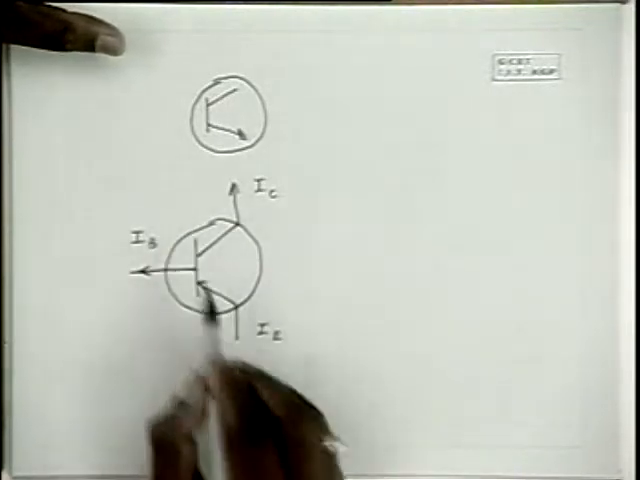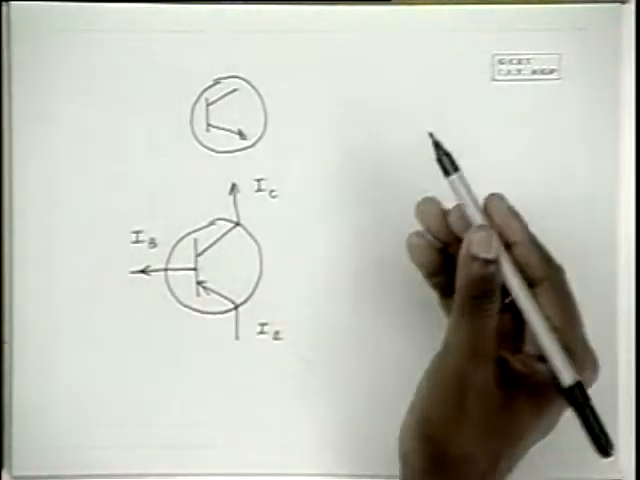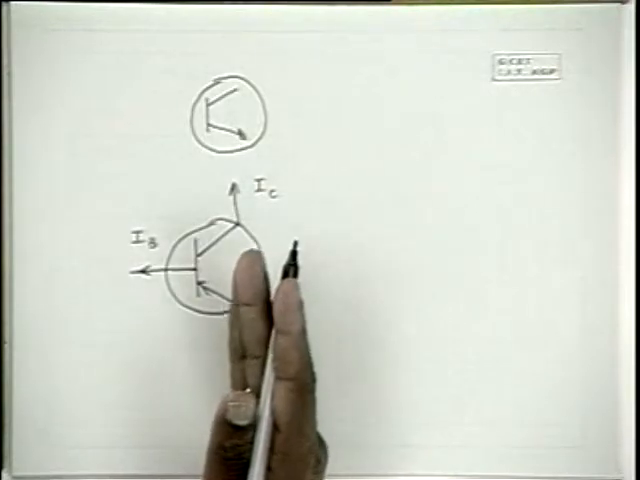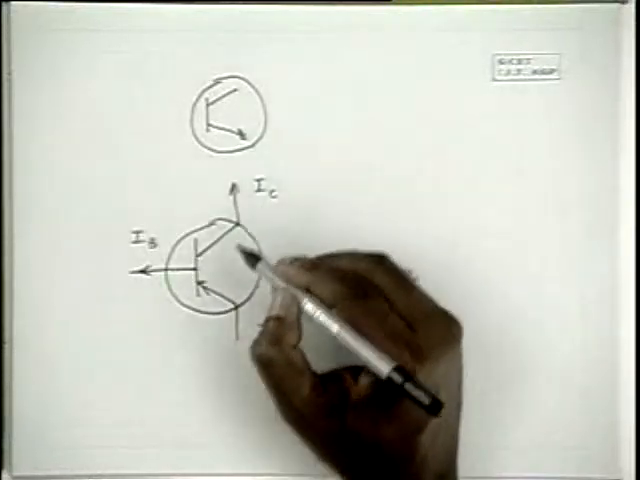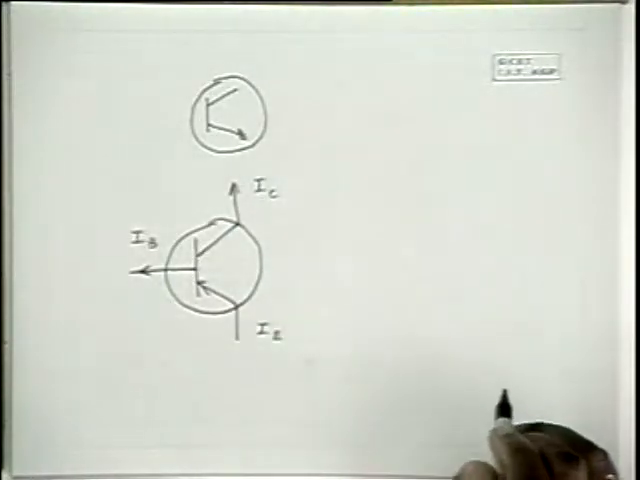Now in this particular case, IE is equal to IB plus IC. Whatever is going in comes out of these two, and nothing is created inside. Therefore, IE is equal to IB plus IC in the case of a PNP transistor.